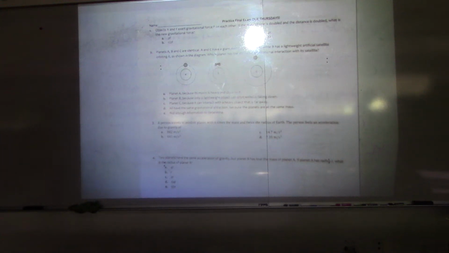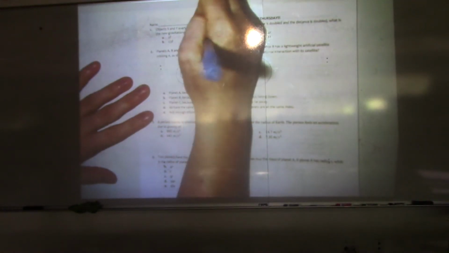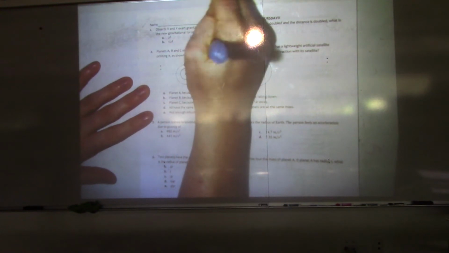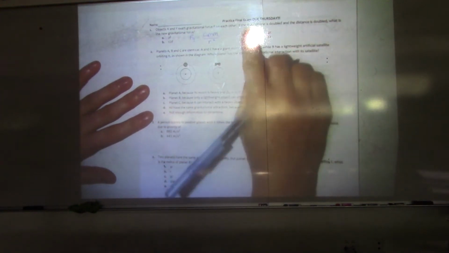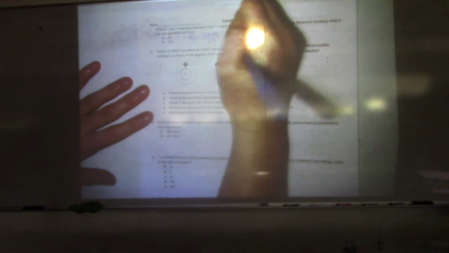So if the mass of one object is doubled and the distance is doubled, what happens to the gravitational force? So gravitational force, equations are on the back, is this equation. If I were to double one of the masses, that would be a 2m, and double the distance, r gets squared, so that would be like a 2 over 4, which is just 1/2.